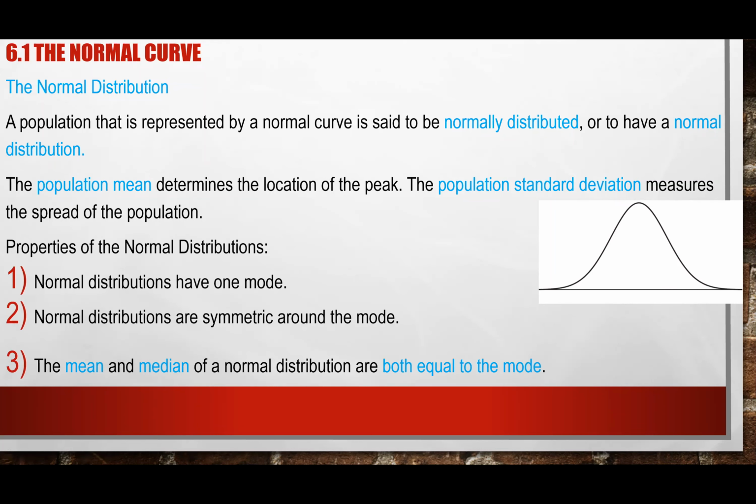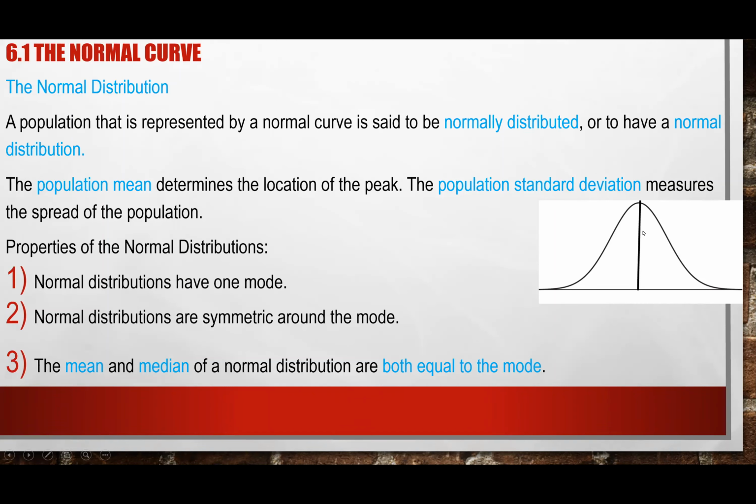And the one unique thing about the normal distribution is this: the mean and the median are equal to the mode. Meaning your mean, your median, and your mode are at one location. That is the unique thing about the normal distribution curve.